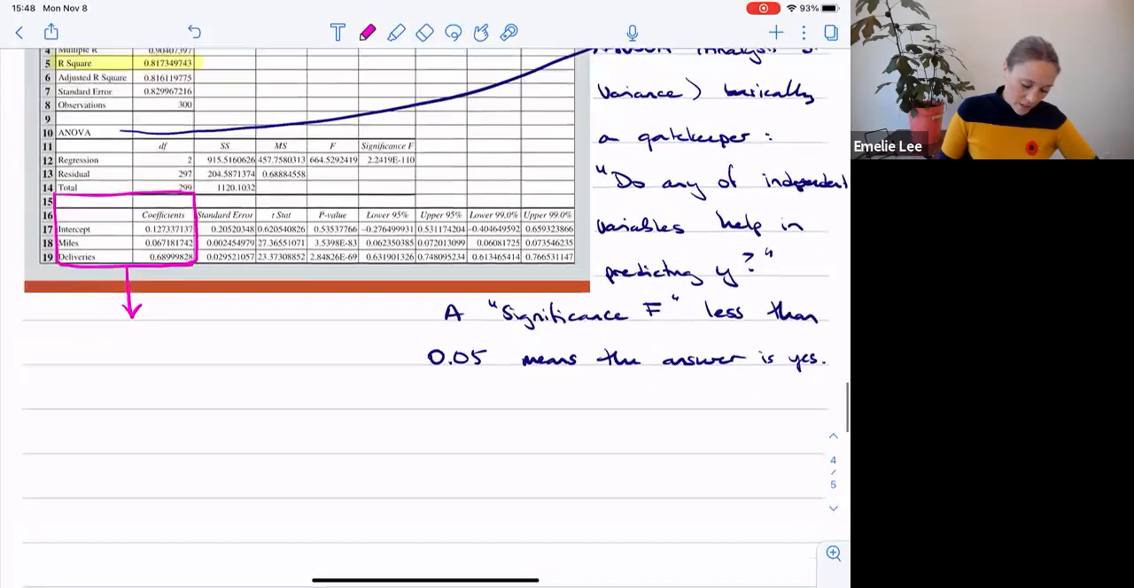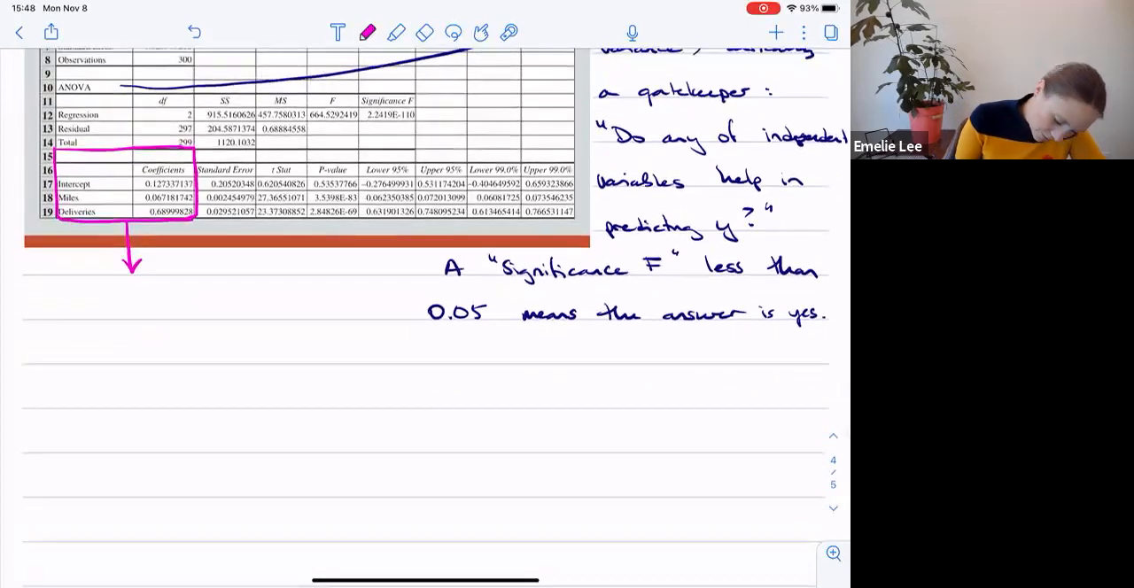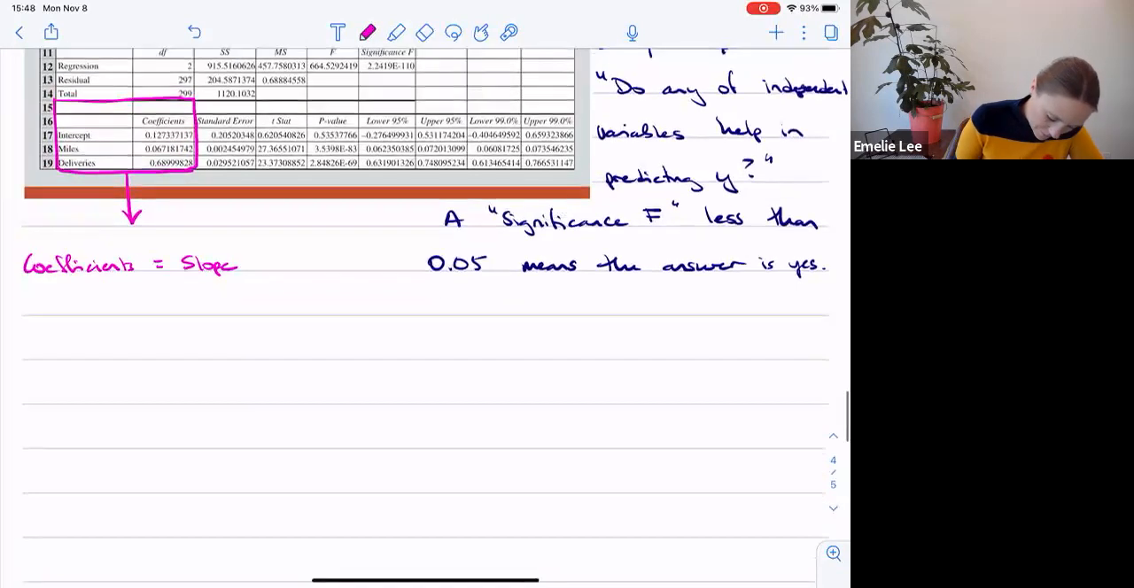Okay, and so the intercept and their coefficients are the estimates. So the coefficients equal the slope estimates, slope or intercept estimates.